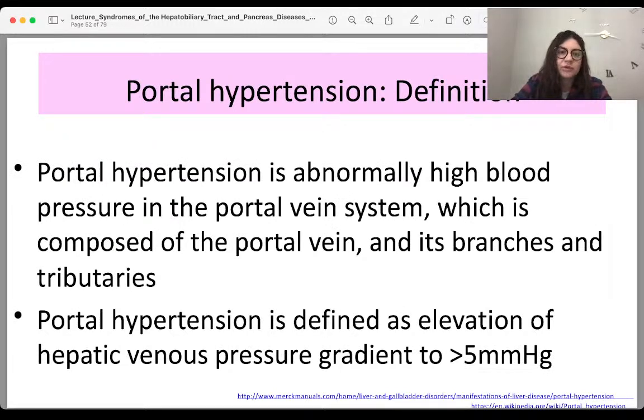And one more syndrome for today, it is syndrome of portal hypertension. Portal hypertension is abnormally high blood pressure in the portal vein system, which is composed of the portal vein and its branches and tributaries. Portal hypertension is defined as elevation of hepatic venous pressure gradient to more than 5 mm Hg.